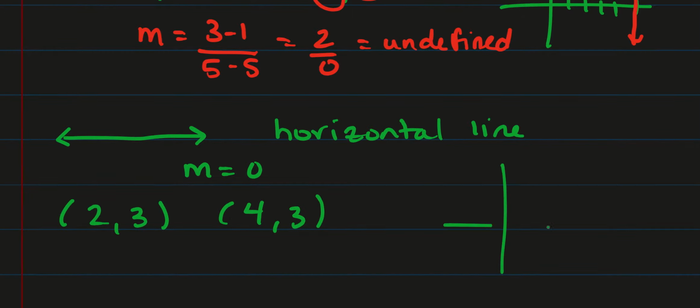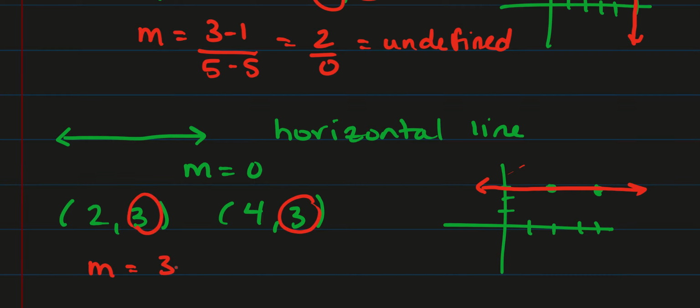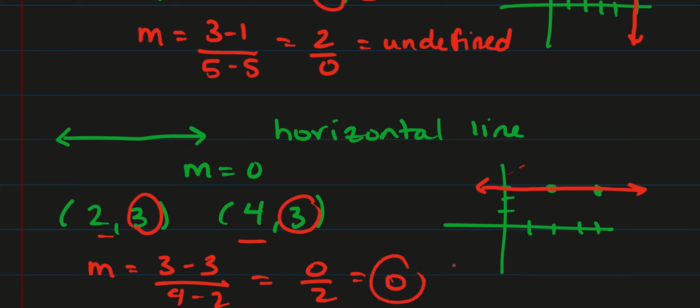If I was to graph this, so (2, 3) and (4, 3), the line going through this would be a horizontal line. And so what's going to happen in the equation? The equation is the change in y, which would be 3 minus 3, divided by the change in x, so 4 minus 2, which is 0 over 2, and 0 divided by any number is 0. So if you have a horizontal line, your slope is going to be 0.